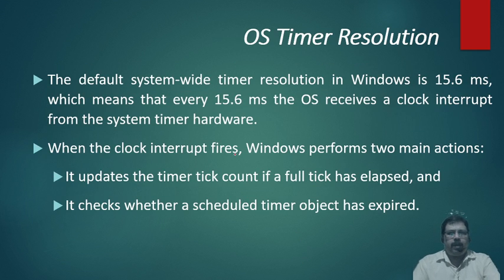Next is OS timer resolution. So if you consider the Windows operating system, for every 15.6 milliseconds it provides a hardware interrupt. So exactly what this interrupt is doing is it is performing two actions. One is it updates the timer tick count if a full tick has elapsed, and it checks whether the scheduled timer object is expired. So with this the energy efficiency can be achieved.